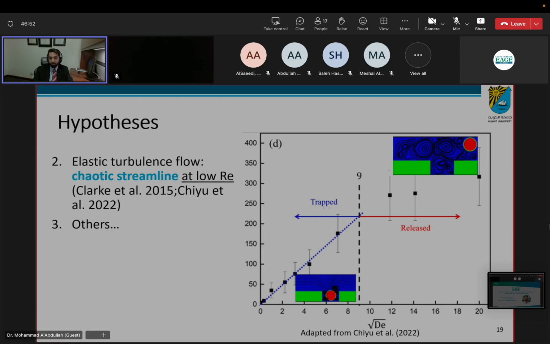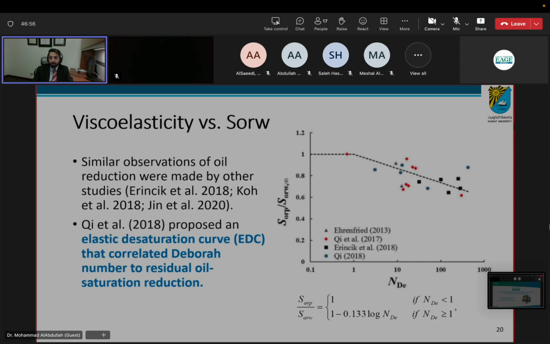Now, we did understand what was happening. Based on this, and we did say there are different experiments supporting reduction in residual oil saturation at lab scale. Chi 2018 proposed an elastic desaturation curve that correlated Deborah number to residual oil saturation reduction. This is residual oil saturation reduction: how much I will have after injecting viscoelastic polymer compared to how much I have only for water flood. And you see, if I have a Deborah number greater than 1, I will start to decline in terms of my residual oil saturation. And then they came up with a certain correlation that is embedded into a reservoir simulator. Now this will take us to the field scale and reservoir scale. Did this really happen? What did they really observe?